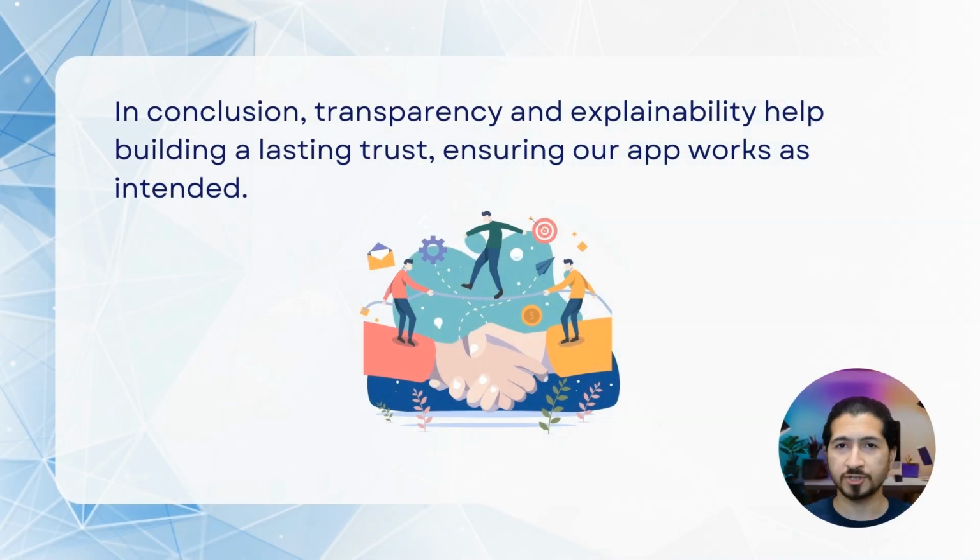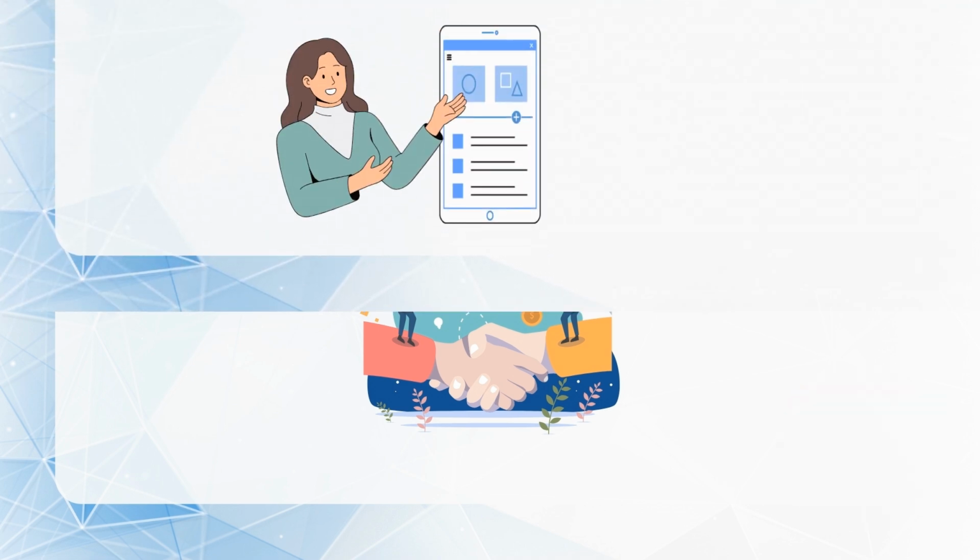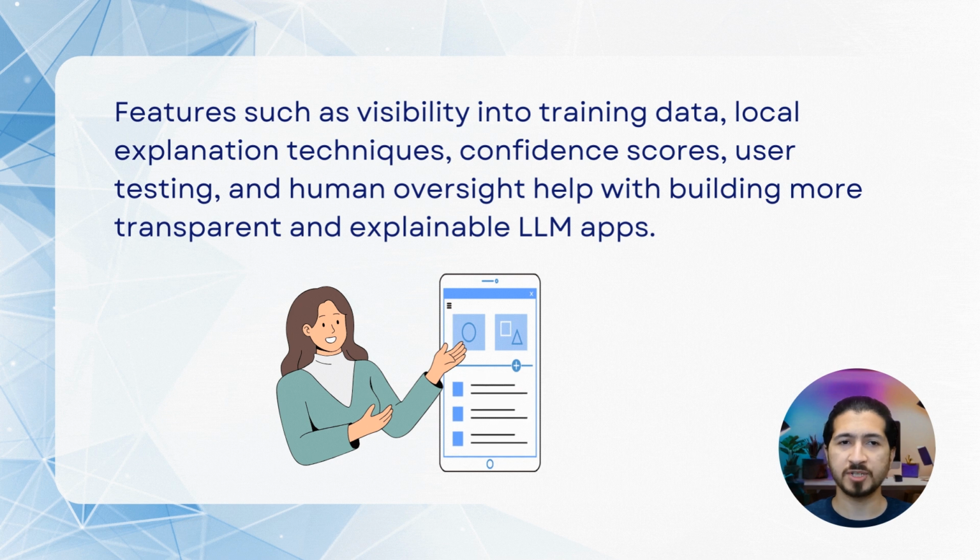In conclusion, transparency and explainability help build lasting trust, ensuring our app works as intended. Features such as visibility into training data, local explanation techniques, confidence scores, user testing, and human oversight help with building more transparent and explainable LLM applications.